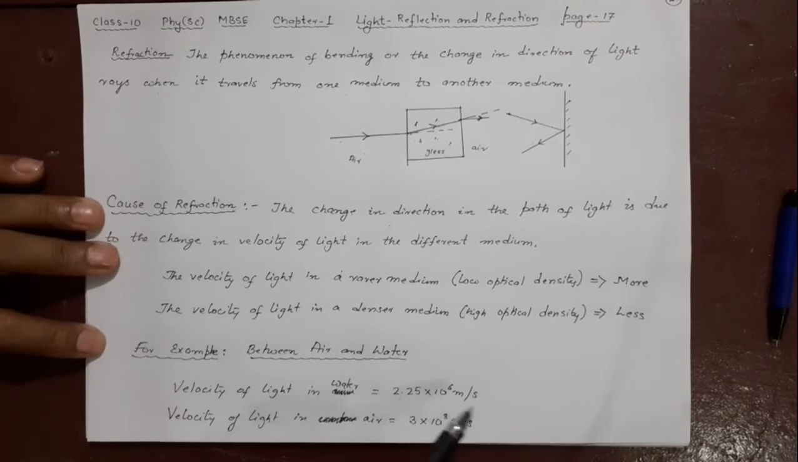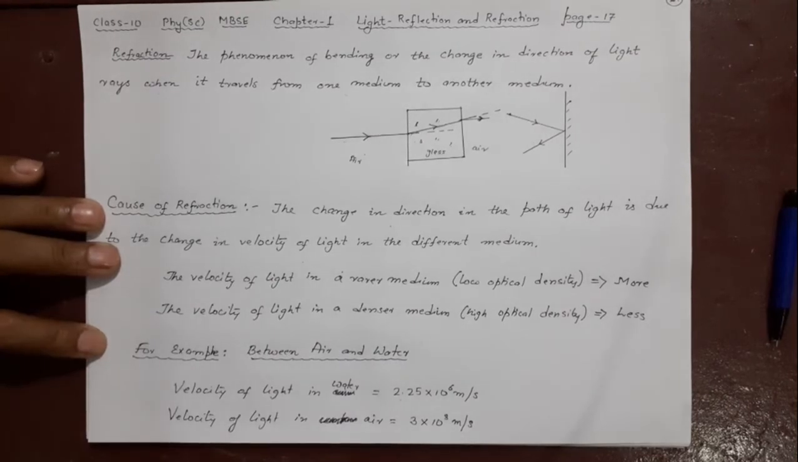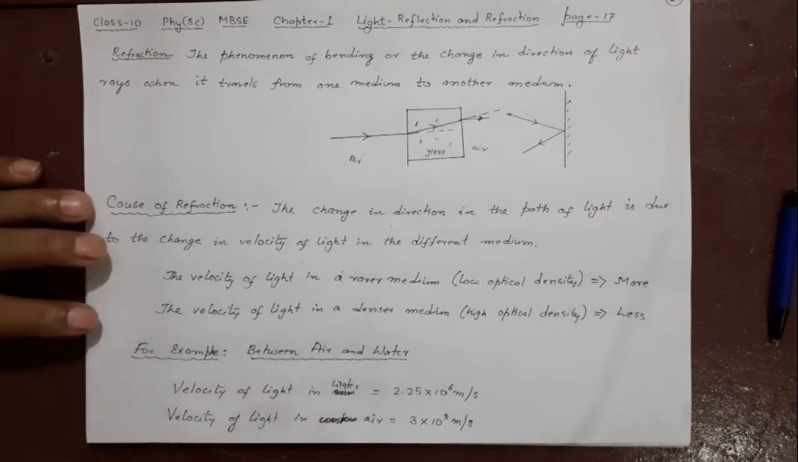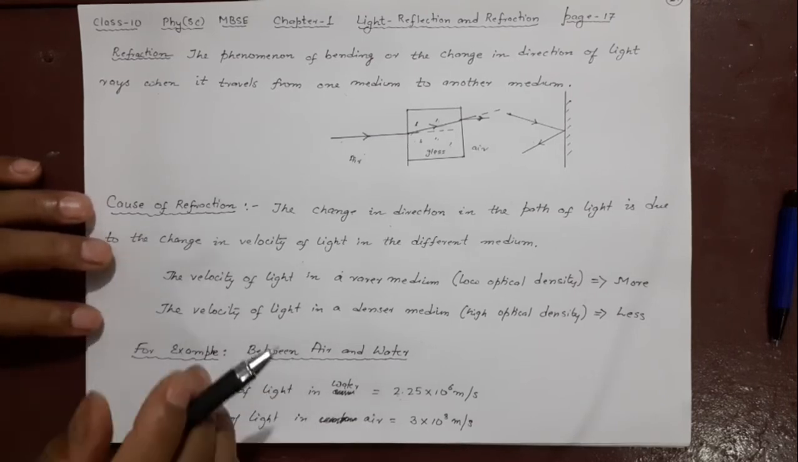Two digits, 100 and 100, there is a digit difference. So, it is very fast in air and slightly less fast in water, and that is the reason for refraction. You do not need to remember the value of this. This is a well known value, but you have to know that whenever you are in a denser or rarer medium, the velocity changes, and because of that refraction happens.